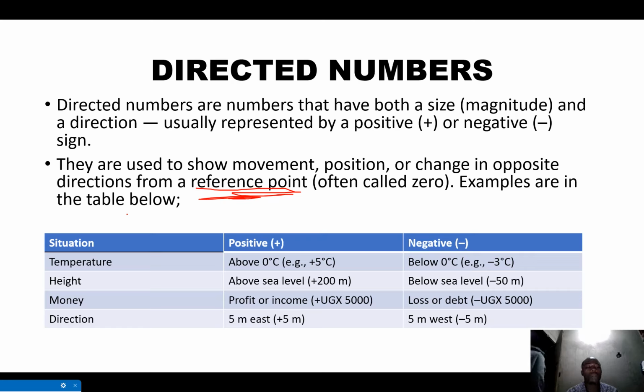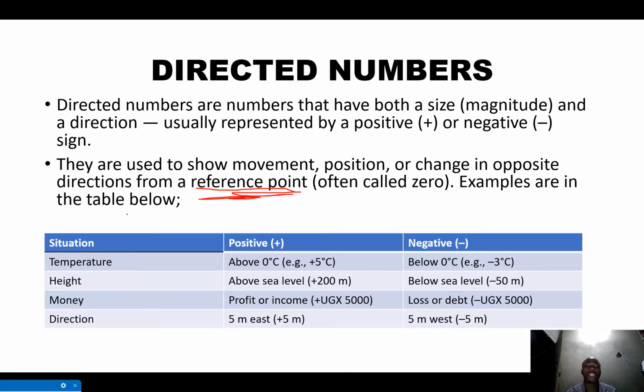Then if we go to another situation where you are measuring height, when the height is above sea level, we say it is positive 200 meters above sea level. That is in reference to 0. And if it is below sea level, let's say 50 meters below sea level, we say it is negative 50 meters.